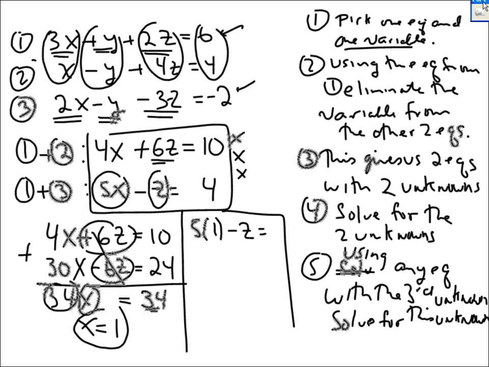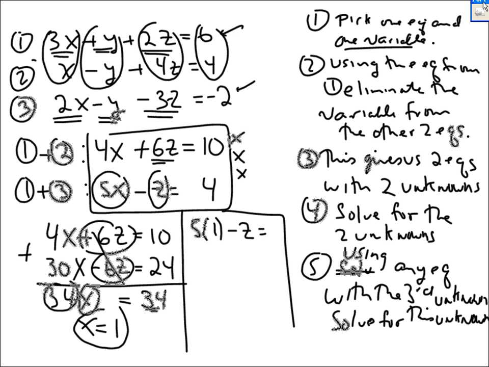5 minus some number is 4. We happen to call that number z, but you all know that 5 minus 1 is 4. So now we know z is 1. So I did step 4. I solved for the two unknowns.